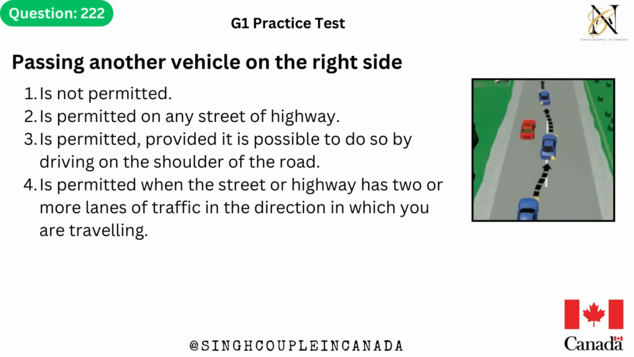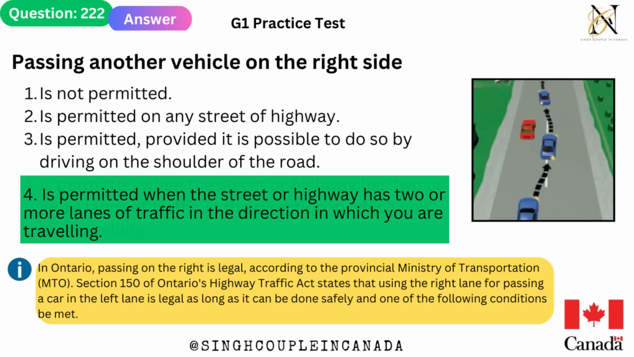Passing another vehicle on the right side. 1. Is not permitted. 2. Is permitted on any street or highway. 3. Is permitted, provided it is possible to do so by driving on the shoulder of the road. 4. Is permitted when the street or highway has 2 or more lanes of traffic in the direction in which you are traveling. The answer is 4.